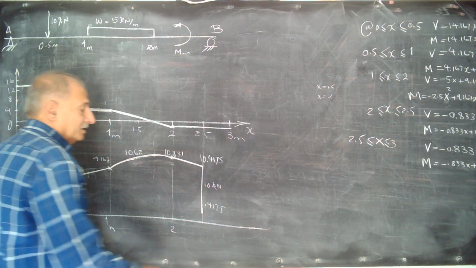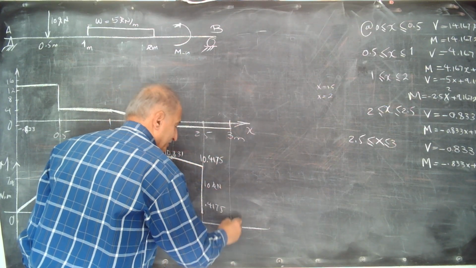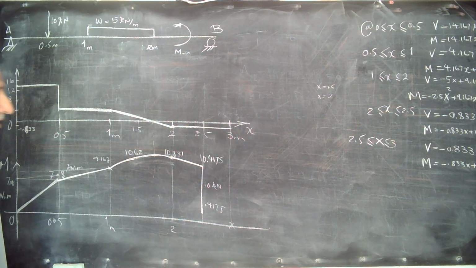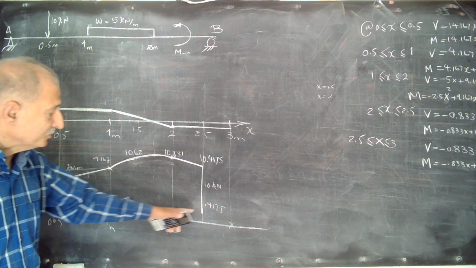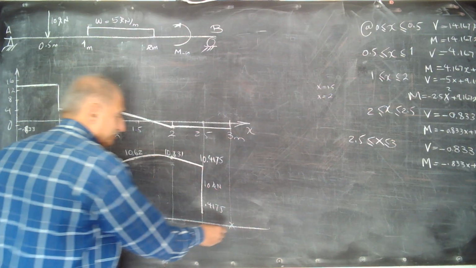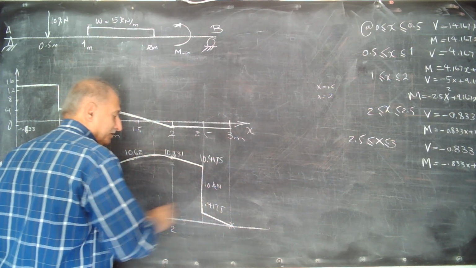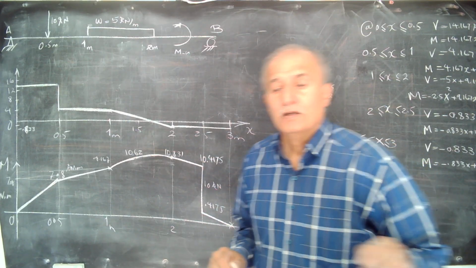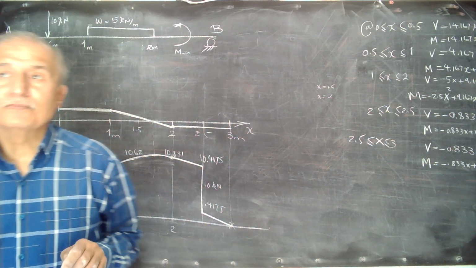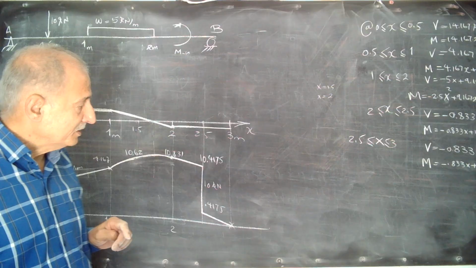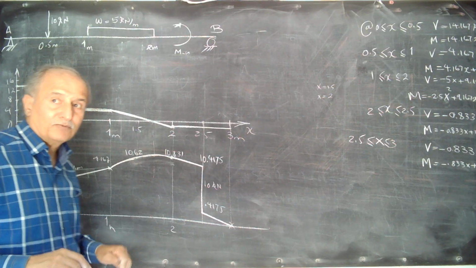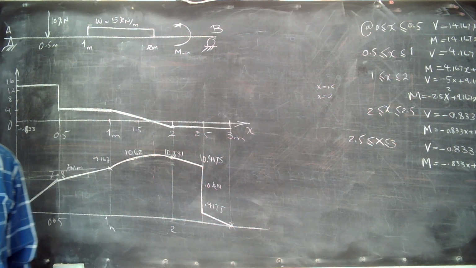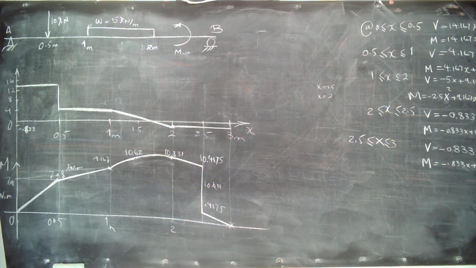And then at the end, I know that this is a simply supported beam, so the moment is 0. At 2.5, it is equal to this one. Then I attach these two by a straight line. This is the bending moment diagram that we drew.